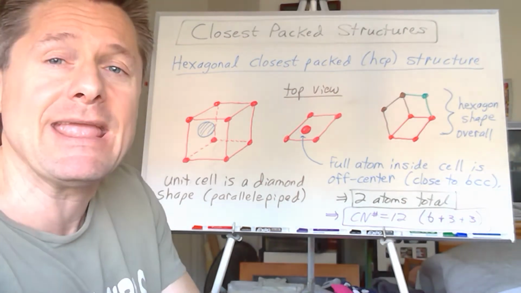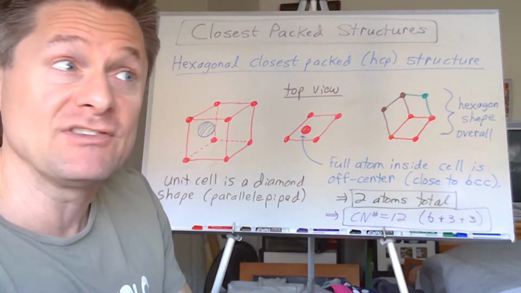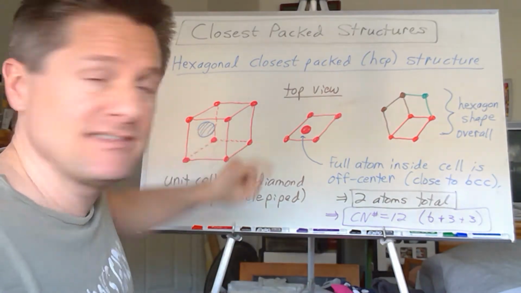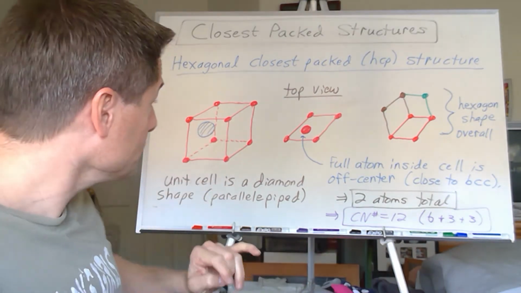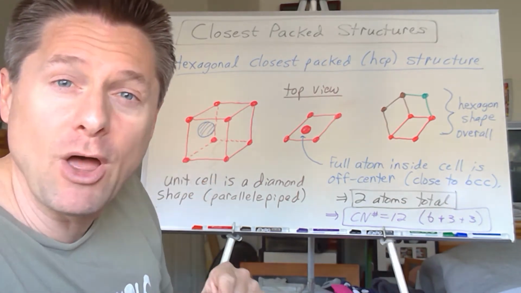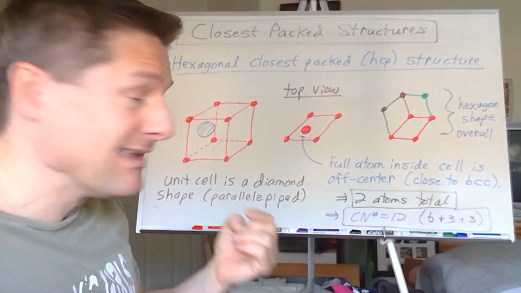So an HCP has 2 atoms in the unit cell, just like a body-centered cubic. But they're shifted a little bit because that's off center. It has a different coordination number. Right? The body-centered cubic was right in the middle, touching the 4 above and 4 below, for a coordination number of 8. But this is a little bit different.